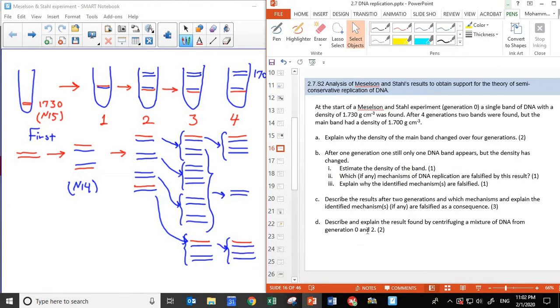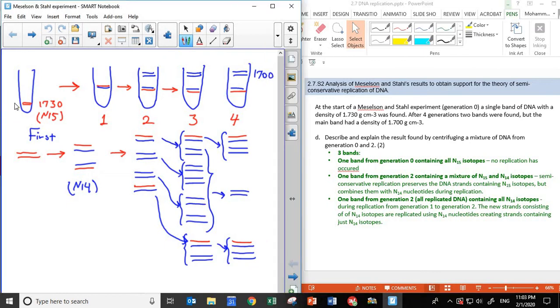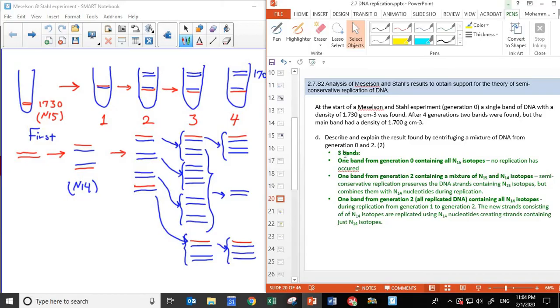Last question, describe and explain the result found by centrifugation of a mixture of DNA from generations 0 and 2. Here we go. If this is generation 0, then you will have this band, and generation 2, then you will have these bands. So if there is a centrifuge mixing generation 0 and 2, this means that we will have 3 bands. So the answer is 3 bands.